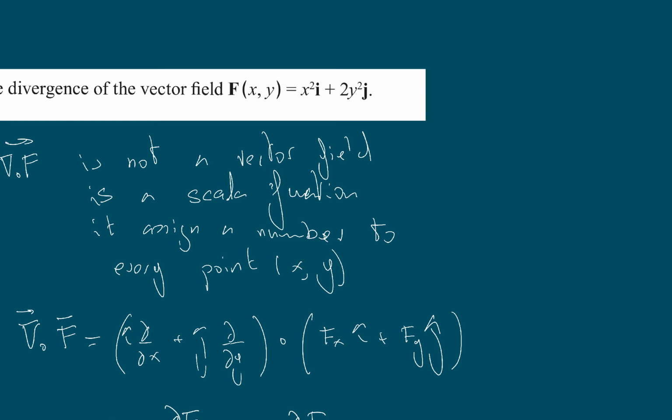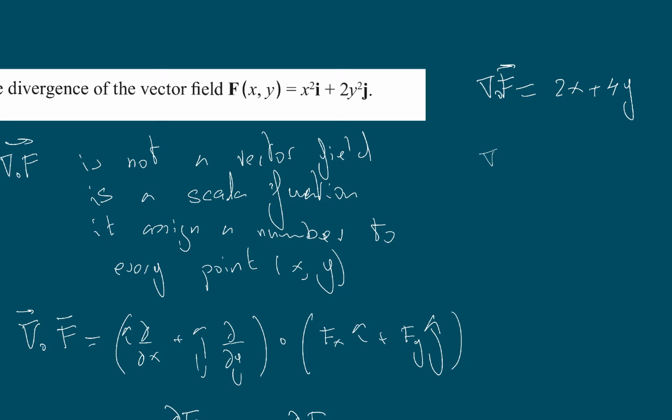So is the divergence 0? If the divergence is 0, it means that the flux going in and going out is the same. One going in is negative, one going out is positive. They cancel, the net flux is 0 per unit of volume. So is the divergence 0? No. Okay, the divergence of this vector field: the partial derivative with respect to x is 2x. The partial derivative of f sub y with respect to y, 4y.